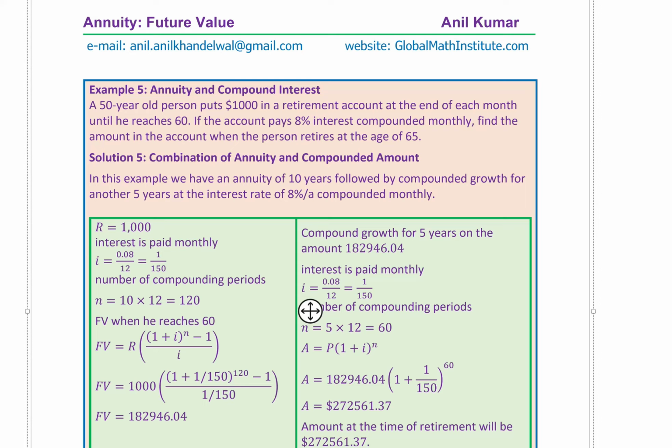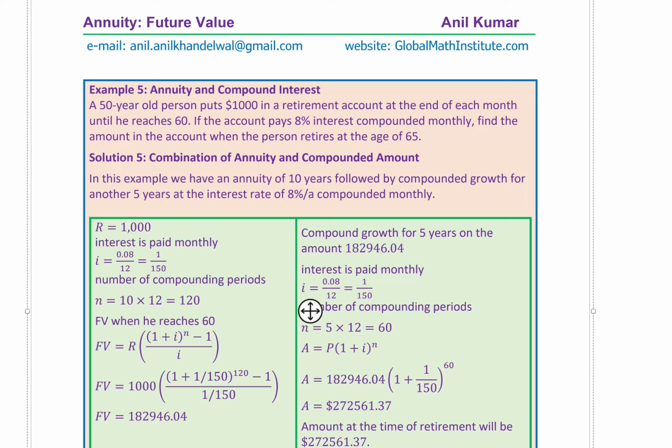A 50-year-old person puts $1,000 in a retirement account at the end of each month until he reaches 60. If the account pays 8% per annum, interest compounded monthly, find the amount in the account when the person retires at the age of 65.